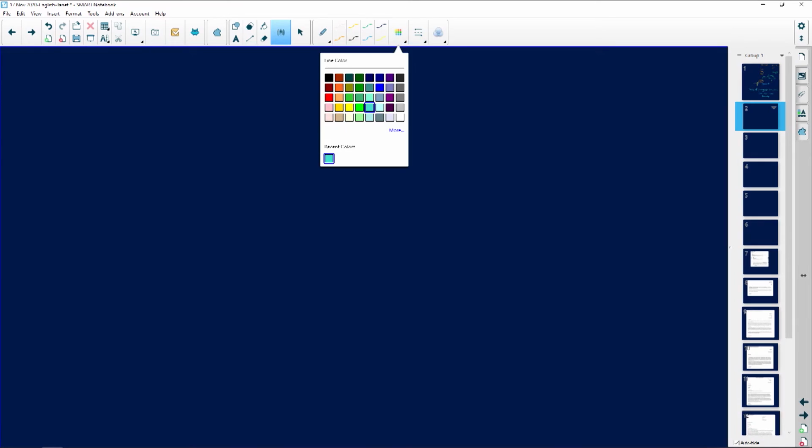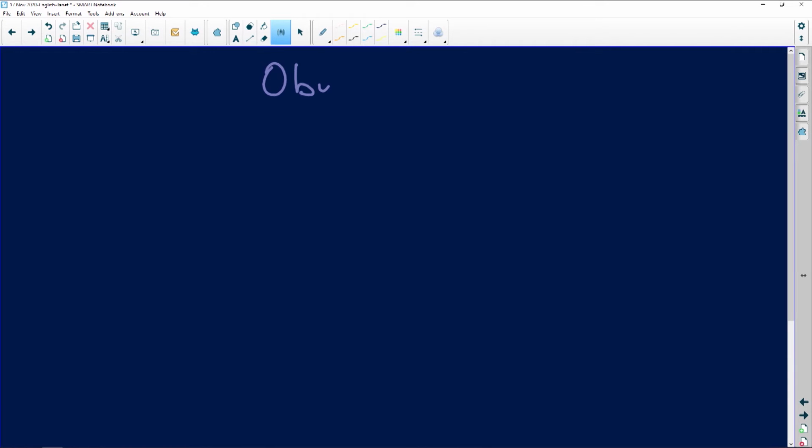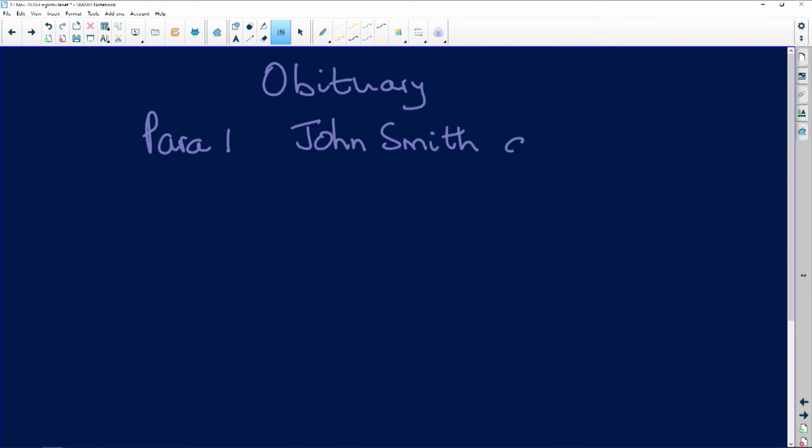Then you asked about the obituary. So let's talk about the obituary. The only thing that is different is the length for home language and FAL, so just check the length. But the obituary should follow a pattern. In the first paragraph, you write the name of the person. So let's say John Smith. The government likes passed away. I hate euphemisms. So died yesterday.